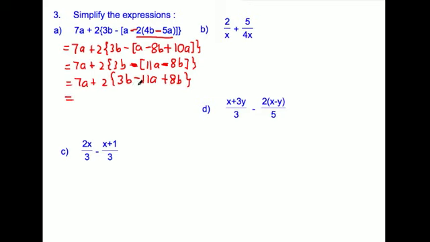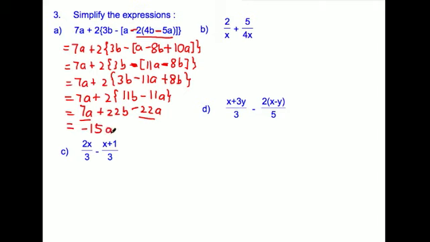And again, we simplify the expression before we open up the brackets. 3b plus 8b is 11b minus 11a. Now we can open it up. We have 22b minus 22a. 2 times 11 is 22. Simplify it, collecting the like terms will give us negative 15a plus 22b.